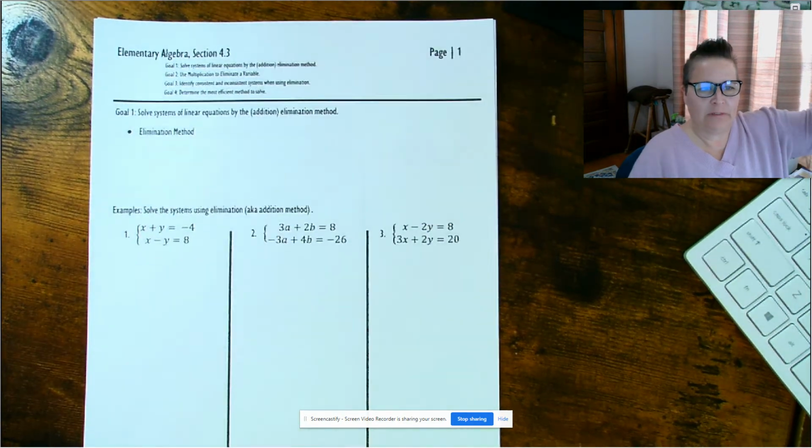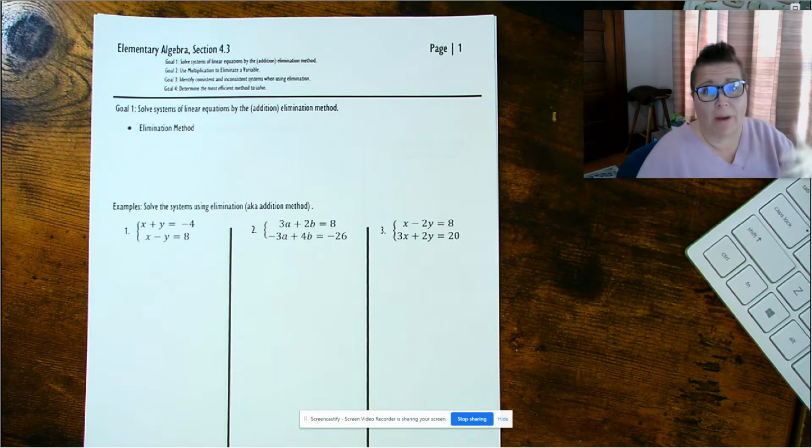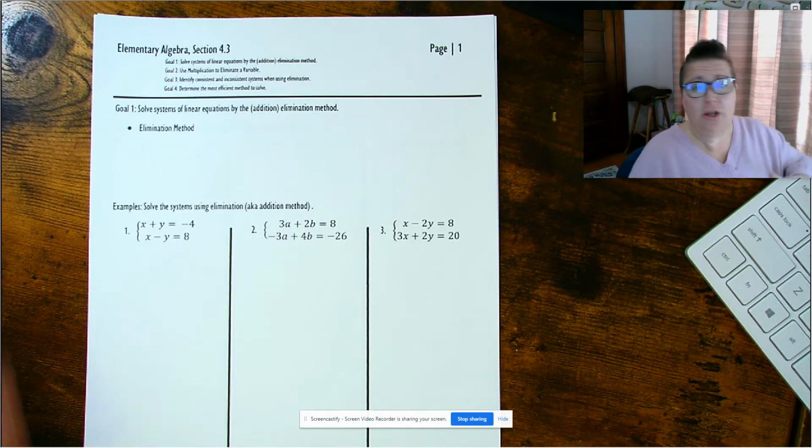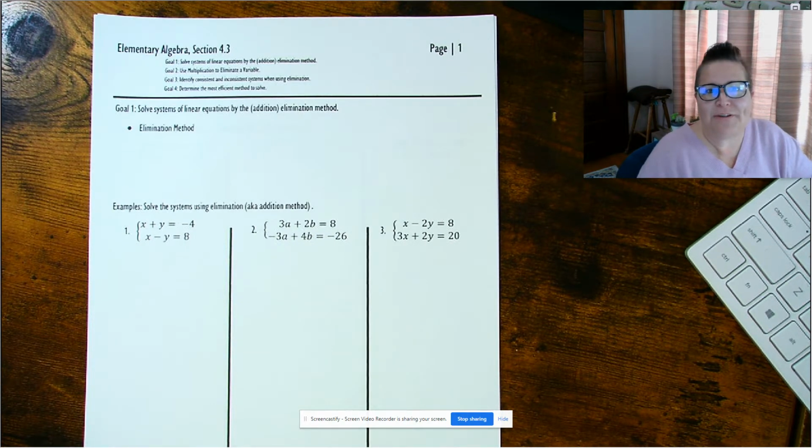So we have done systems of equations by graphing, and we have done systems of equations using substitution. What we're going to do today is give you a third tool for your mathematical tool belt, and this one is referred to as the elimination method. It is sometimes known as the addition method.